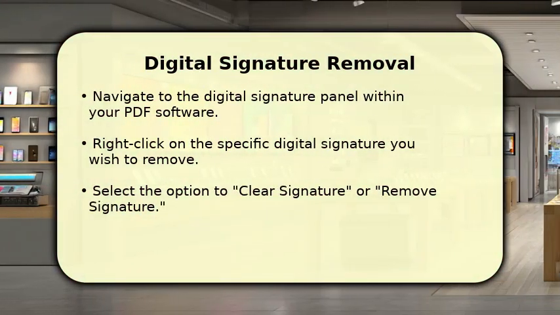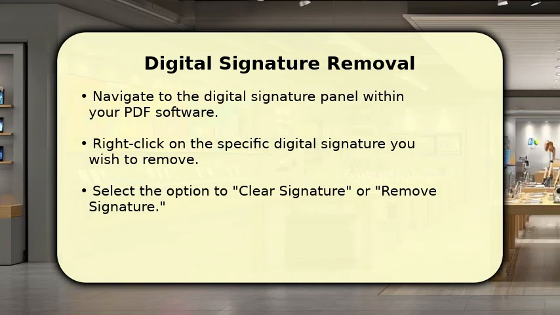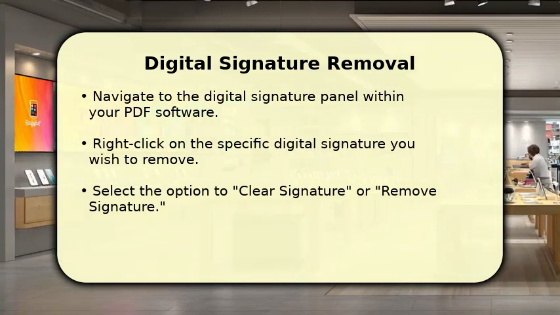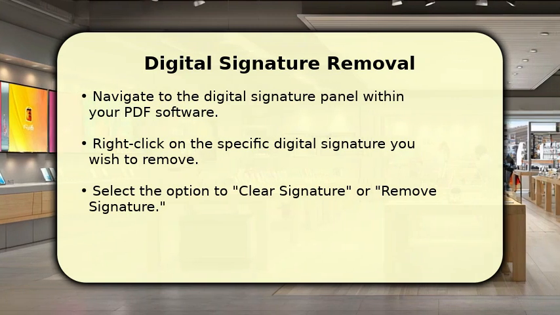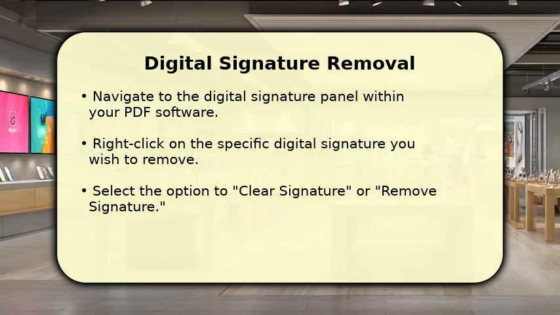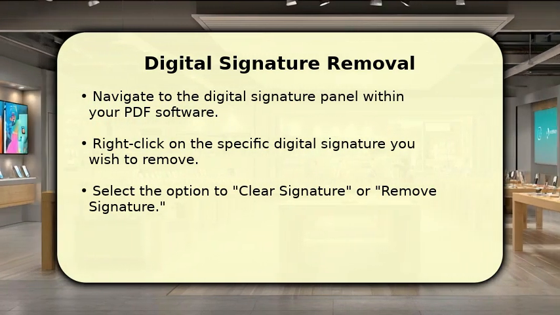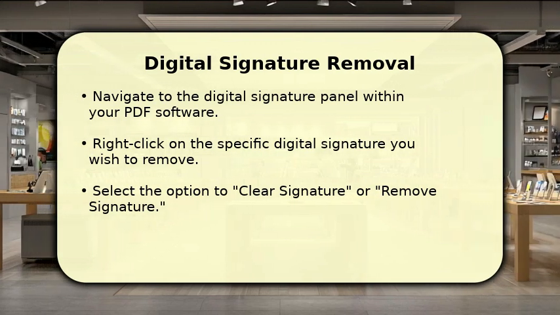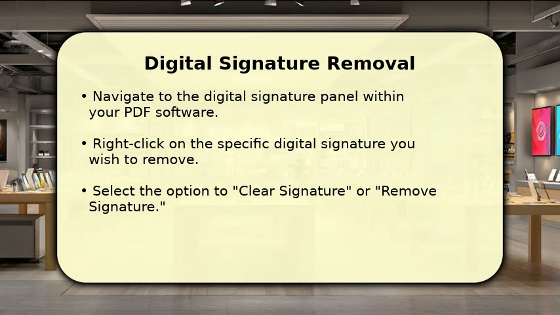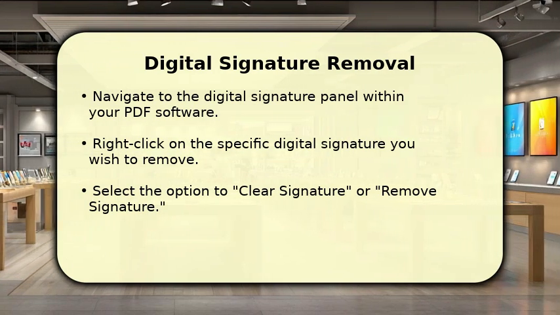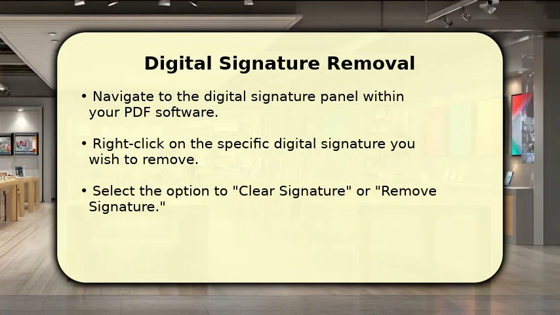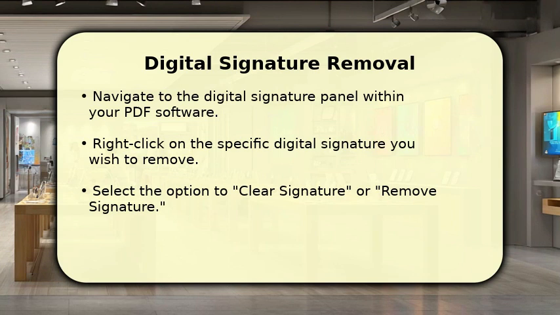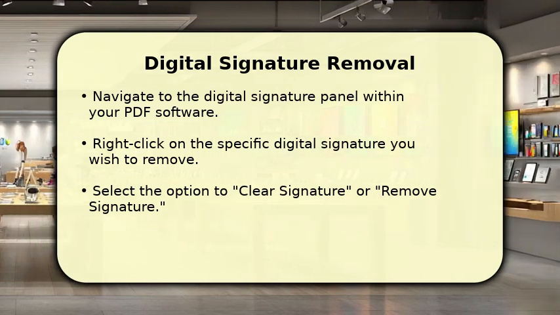Removing a digital signature requires a different approach. Access the Signatures panel, usually found on the left side of your PDF viewer. Right-click on the digital signature you intend to remove. You'll typically see an option like Clear Signature or Remove Signature. Be cautious, as this action can invalidate the document's authenticity and legal integrity, potentially affecting its trustworthiness.